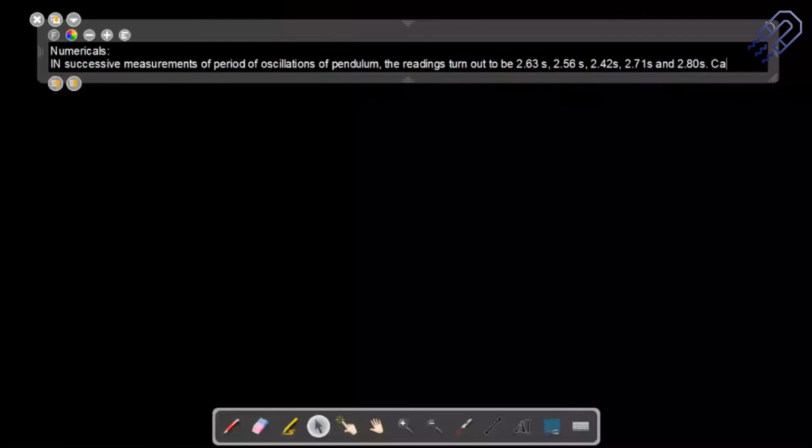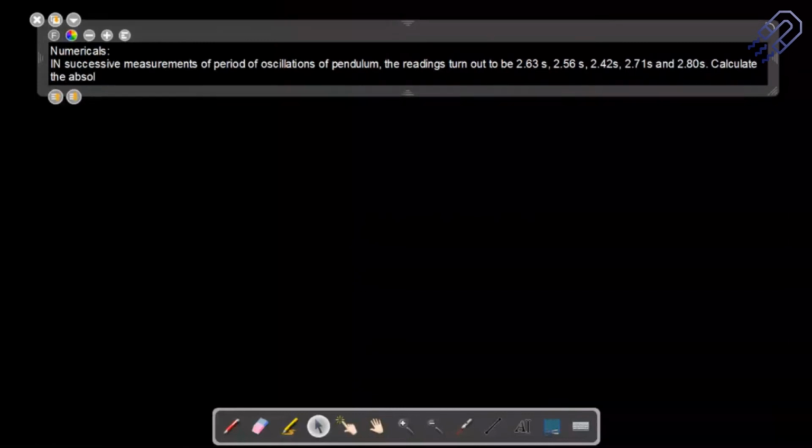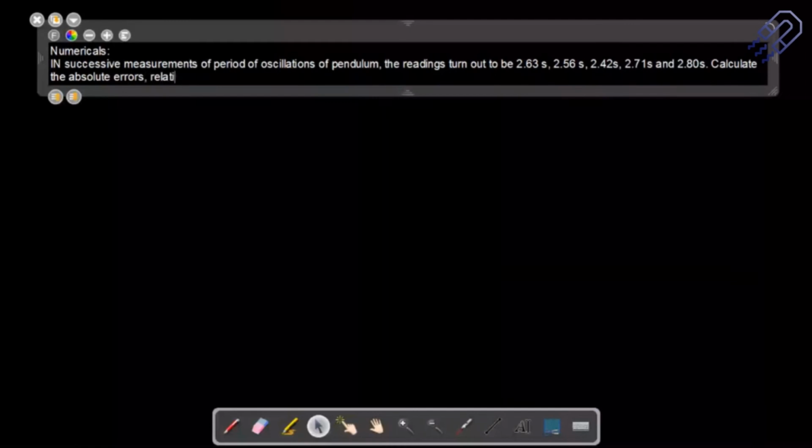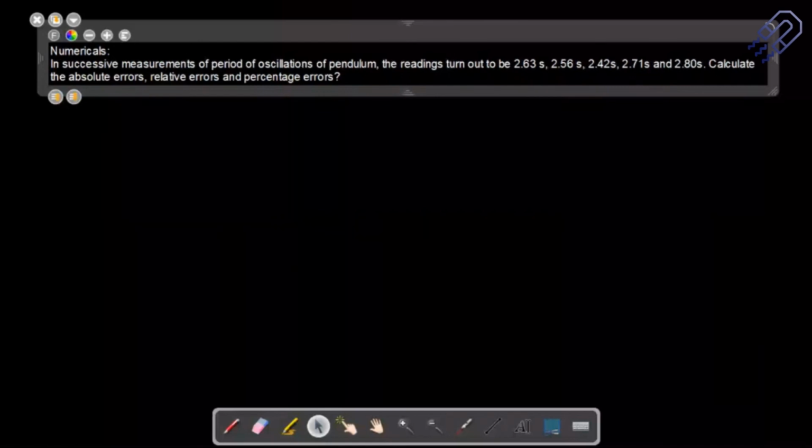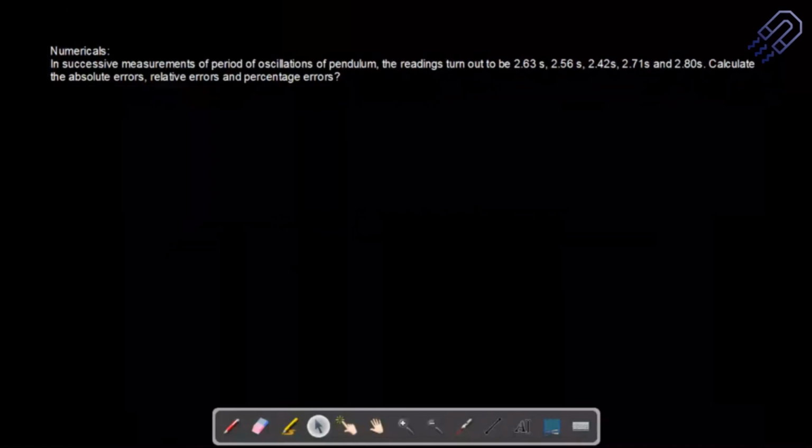The question is, calculate the absolute errors, relative errors, and percentage errors. So you see, I have given you absolute error, relative error, percentage error. All three of them can be understood if you are able to solve this particular problem. So what I would suggest to all of you is take this problem as a sum and try to solve it, and if you are able to solve this, it means all these three kinds of errors are more or less clear to you.